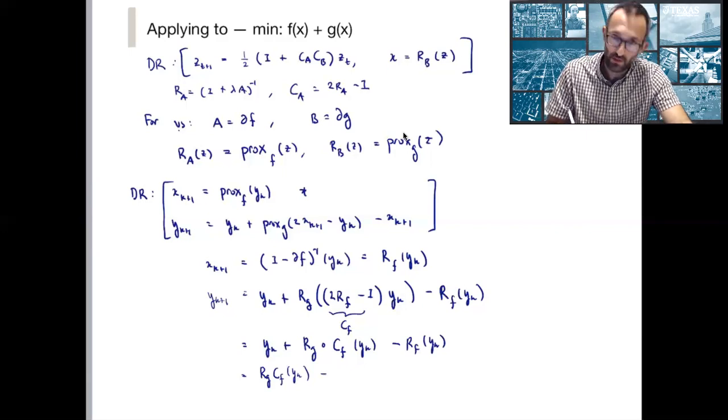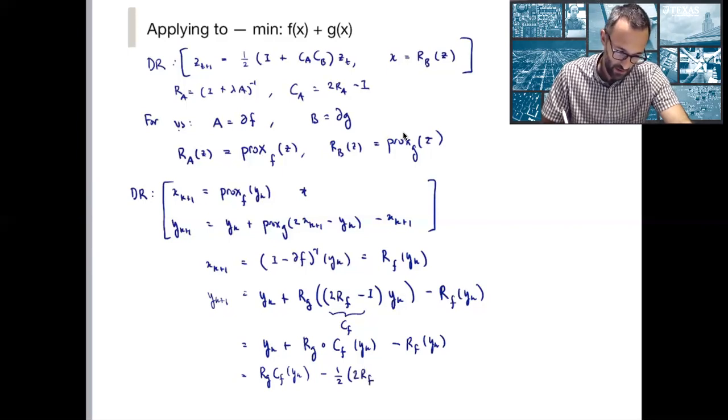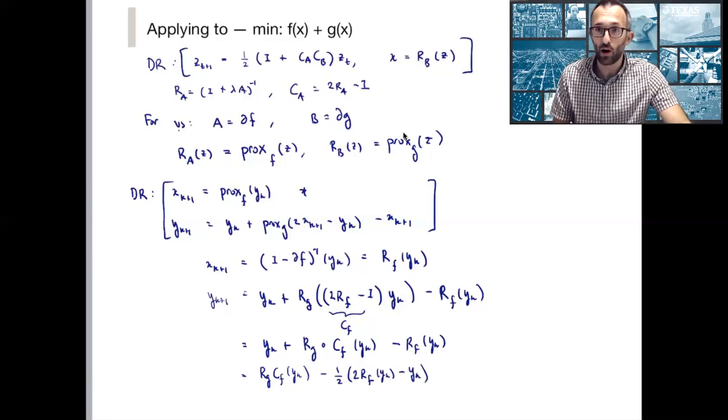And now this is just simple algebra here. Minus 1/2, so that I can make another resolvent appear, another Cayley operator appear: 2R_f of y_k minus y_k. So we're good with R_f. I have that's minus 1 copy, but now I have a plus half y_k, whereas in the line before I had an entire y_k, so I need to add back 1/2 y_k.